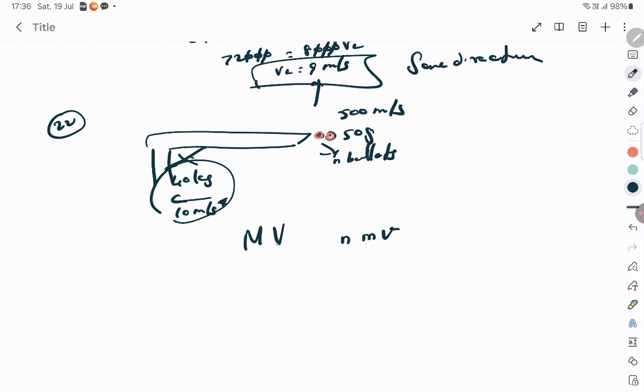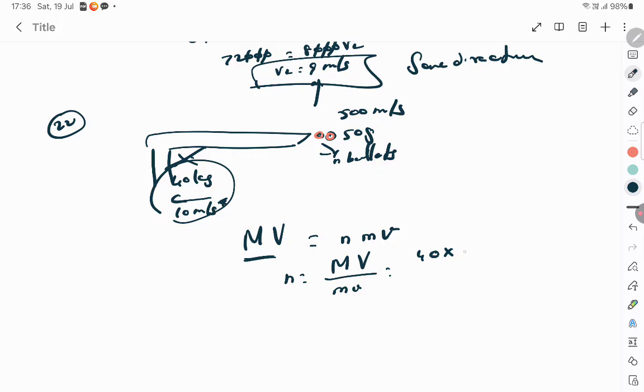So capital M into V, the velocity with which it's recoiling, should be equal to n into small m into v. If they ask you small n, it's the number of bullets that come out. Capital M is 40. Actually, we are supposed to write capital M including the mass of the army man, because they serve as one unit along with the gun, but here there is no mass of the man given, so you can ignore it.